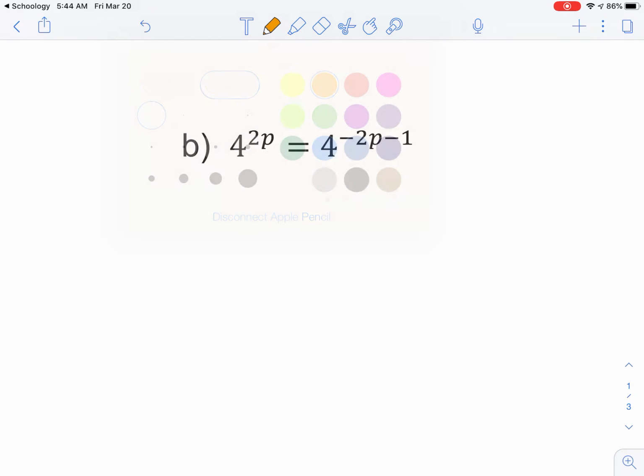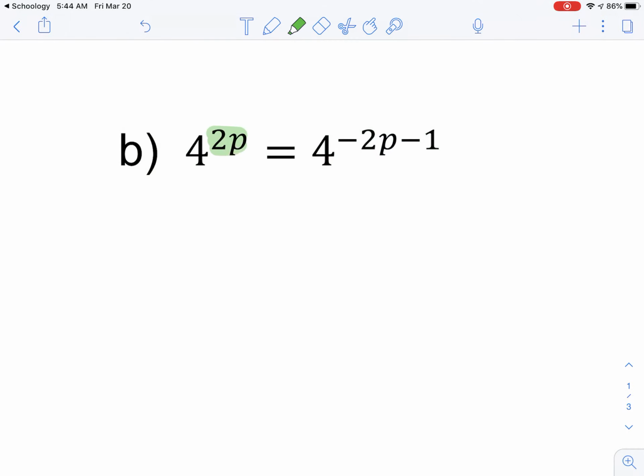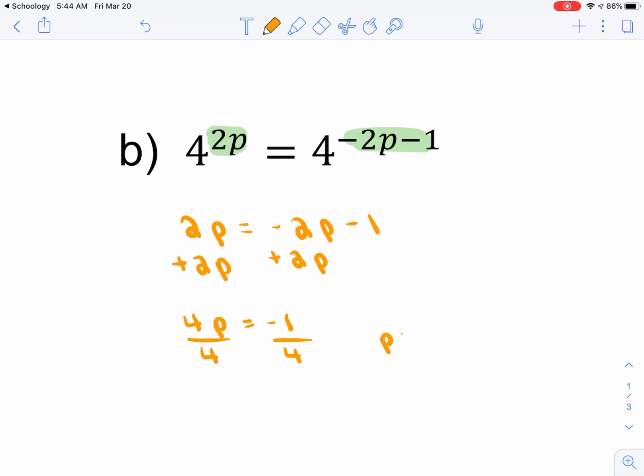So for the next problem, same idea. If the bases are the same, all we have to do is set these exponents equal, and then we can go through and solve. So if I add 2p to both sides, I get 4p equals negative 1, and then I get a value of p equals negative 1/4.